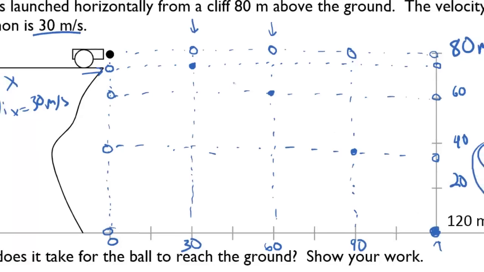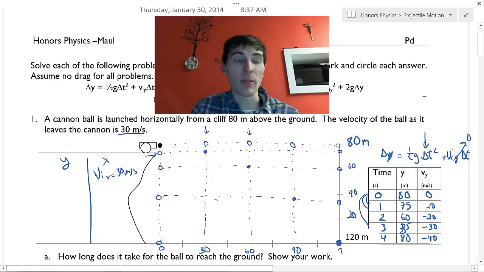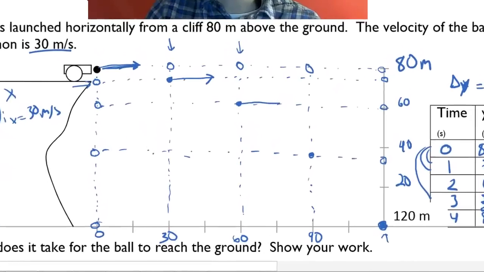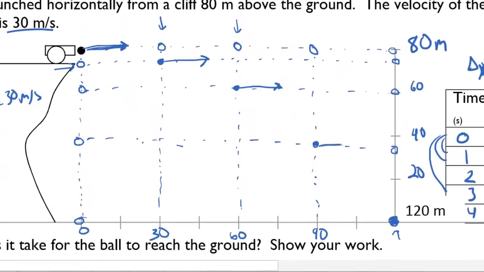So now that I have my positions, I can go ahead and draw my velocity arrows. So initially, when it first came out of the barrel, it hadn't fallen at all yet. It had 0 vertical velocity, but it did have horizontal velocity. So I'm going to draw a horizontal vector. And that horizontal velocity vector is going to stay the same size. That was 30 meters per second. So I'm going to go ahead and draw those all in here.